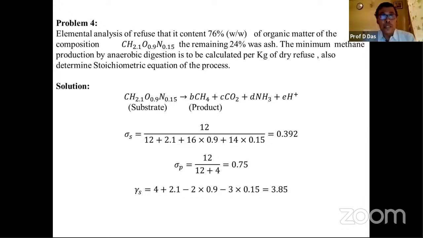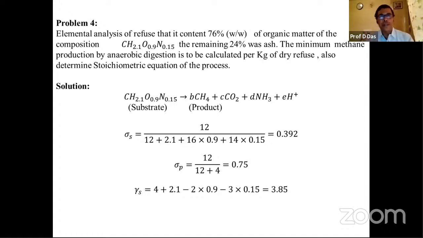Now, this question was asked on the basis of a problem on an anaerobic digestion process: the elemental analysis of a refuse that contains about 76% weight by weight of organic matter, and the remaining 24% is inert. The minimum methane production of the anaerobic process is to be calculated per kg of the refuse, and also determine the stoichiometry of the equation. I told you, whenever you write the stoichiometry of any kind of bioprocess or biological system, you have to have some kind of idea on this process.